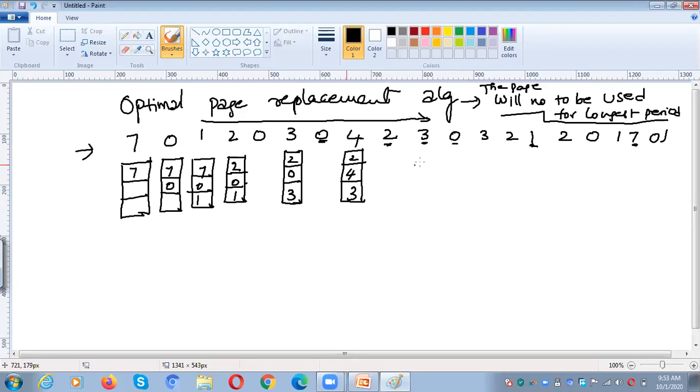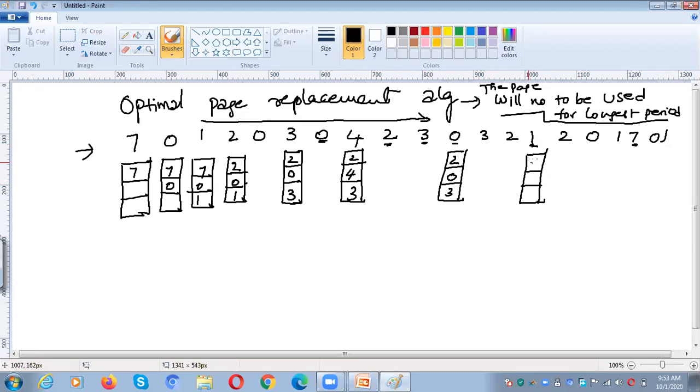2, 3 already there in the main memory, no page fault. So now 0. So 0 and there is no free frame. So which page? 3, 2 immediately I require, 4 I require no longer in the reference string. There is no 4. So I need to replace with 4. 2, 3 is already there in the main memory and then no page fault.